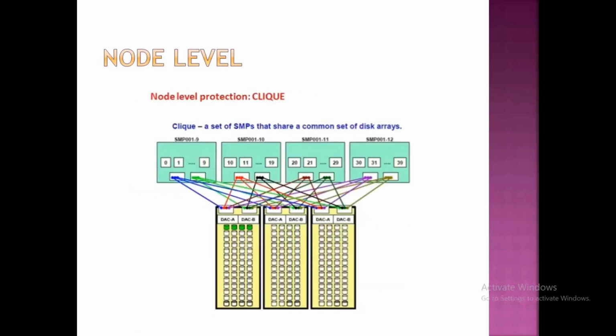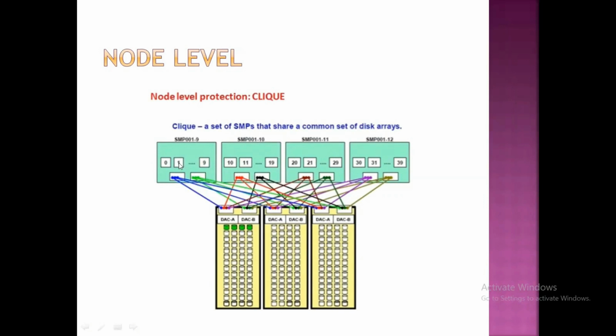The next one is the node level. At the node level we will use the clique. I told you, right, the node will have something like node 1, node 2, node 3. It's a cluster, a horizontal way of storing the data, correct? So one SMP will have different nodes. You have different numbers, something like 1 to 10, 11, 12. This is one SMP.